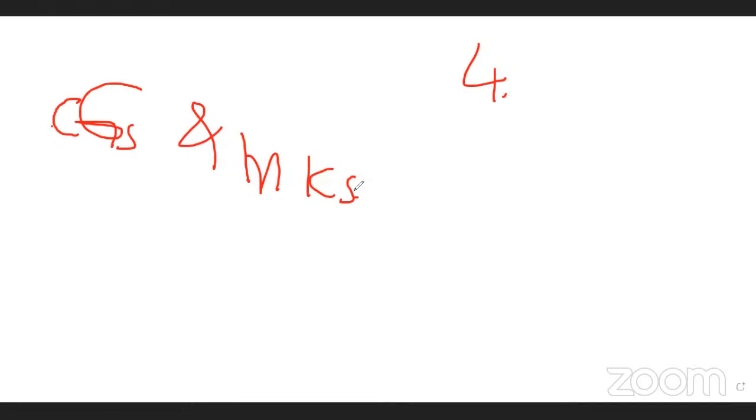CGS and MKS systems are known as decimal systems. Then the fifth point we are going to learn about.